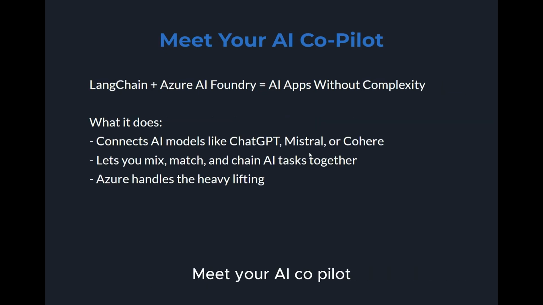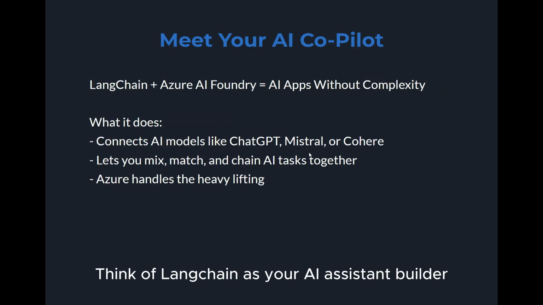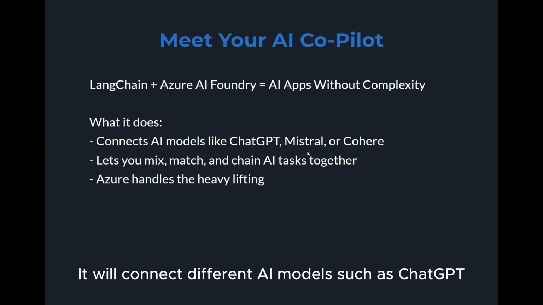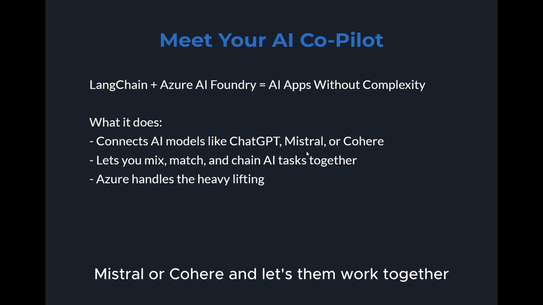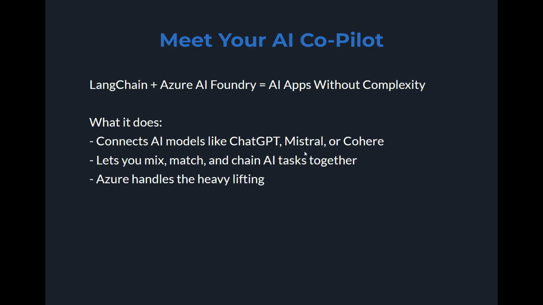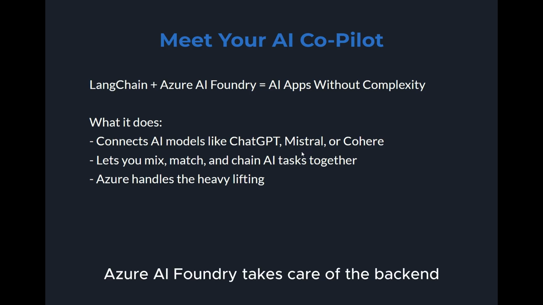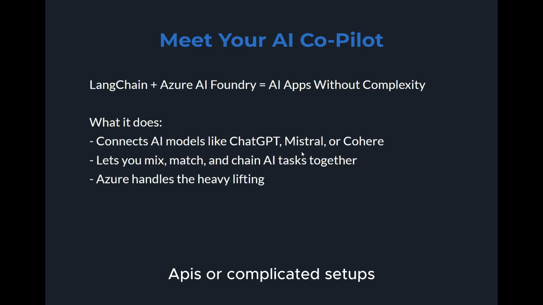Meet your AI Copilot. Think of LangChain as your AI assistant builder. It will connect different AI models such as ChatGPT, Mistral, or Cohere, and lets them work together. Azure AI Foundry takes care of the backend, so you don't need to worry about servers, APIs, or complicated setups. It's literally plug-and-play for AI.